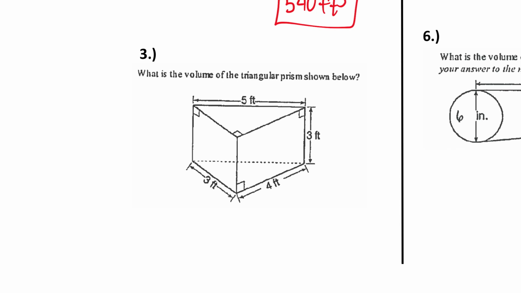Okay, number 3, it's a triangular prism. Volume is area of the base times the height. So how are you going to find the area of this base? Three times 4 divided by 2. What's the height of the prism? It's 3. So 3 times 4 divided by 2 is going to be 6, times 3 is going to be 18.